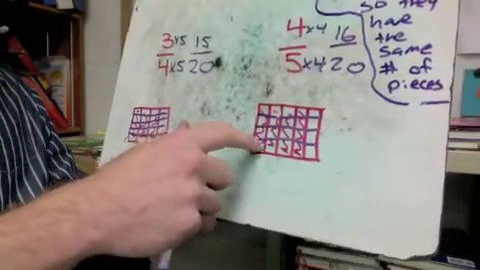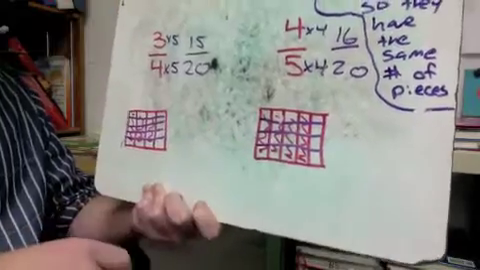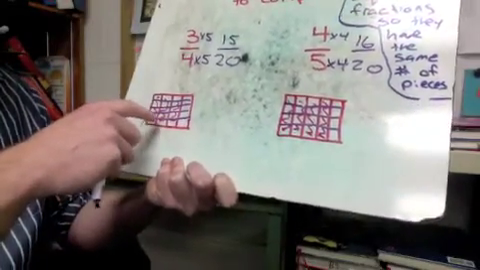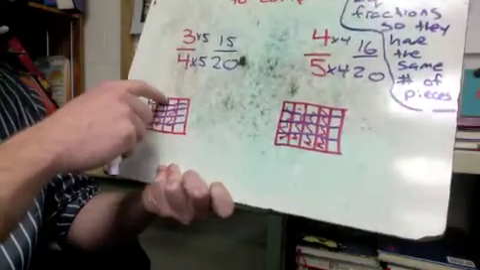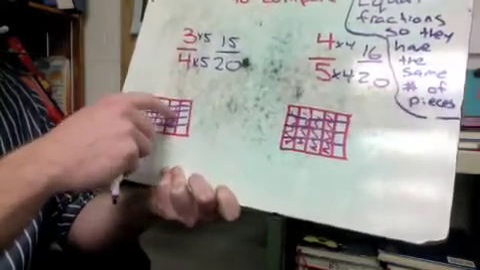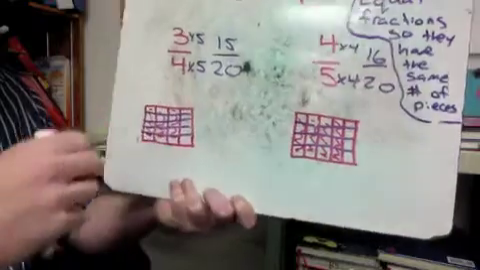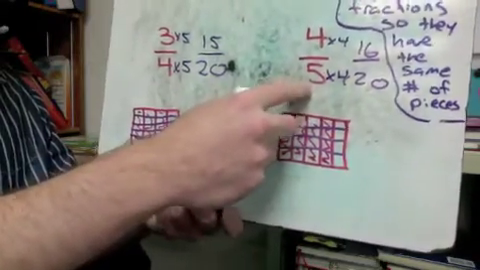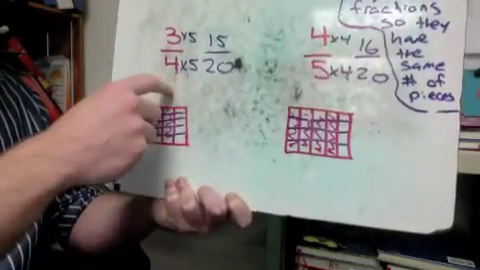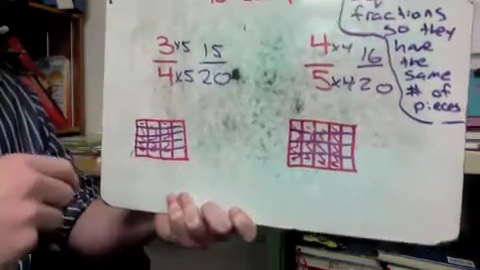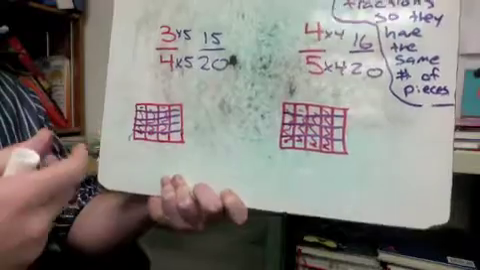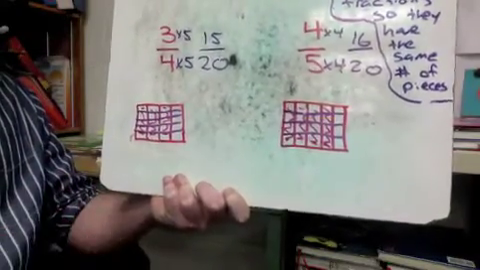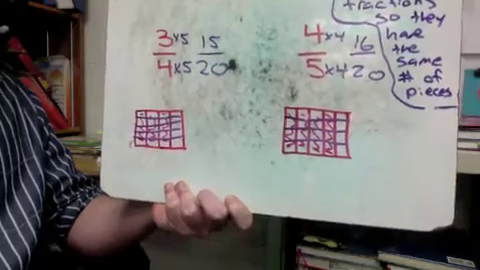Well, here I've got 4, 8, 12, 16 filled in. Here I've only got 4, 8, 1, 2, 3, 4, 5, 6, 7, 8, 9, 10, 11, 12, 13, 14, and that one was filled in 15. So I know that 16/20, which is the same thing as 4/5, is bigger than 15/20, which is the same thing as 3/4. Eventually, you're not going to draw out all these pictures, but for now, I want you to, just so you understand the process of what we're actually doing here.